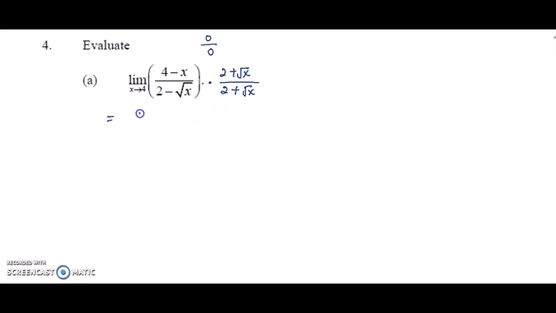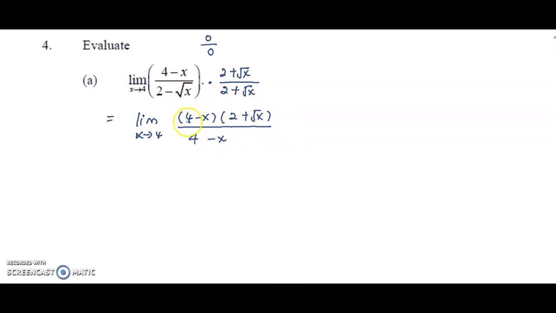So now you can start to expand the denominator only. Do not expand the numerator. For the numerator, you just put the bracket to show they are multiplied by each other. Then down here, you need to expand. 2 multiplied by 2, you got 4. Plus positive 2 root x minus 2 root x, you get 0. Negative root x multiplied by root x, you have your negative x.